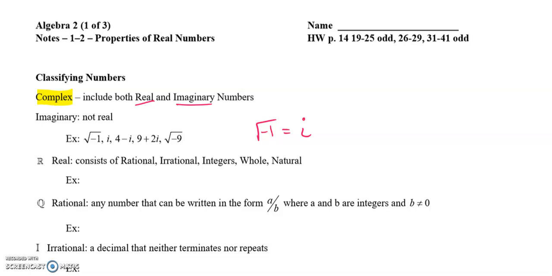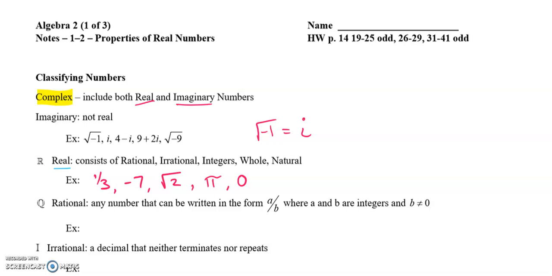Next set we have is the real numbers. The real numbers consist of rational, irrational, integers, whole, and natural numbers. It's the largest set of numbers and includes a lot of different kinds. An example of a real number would be 1/3, -7, square root of 2, pi, 0. Those are all real numbers. They're all the numbers that you're used to dealing with.